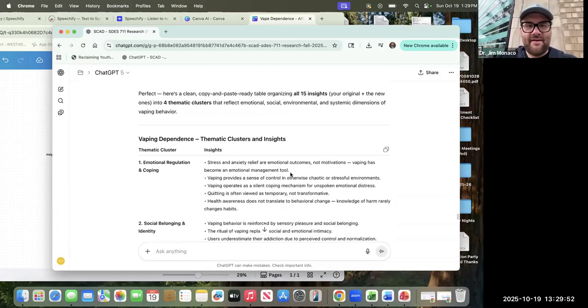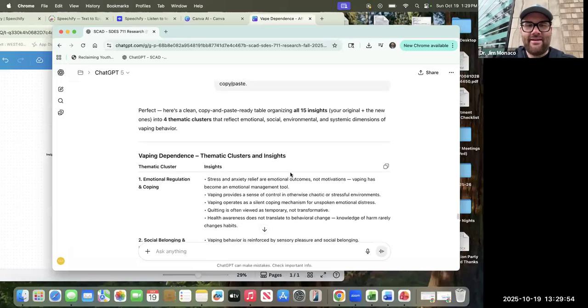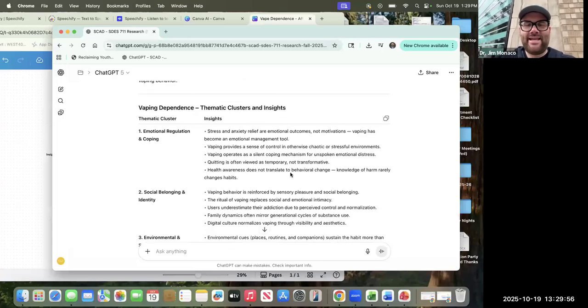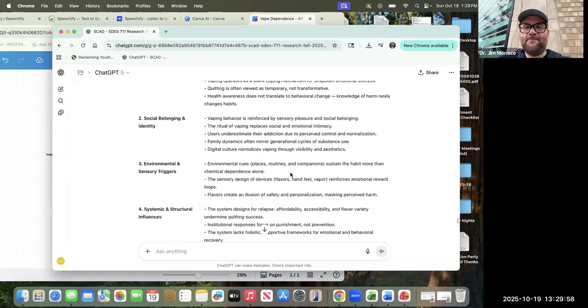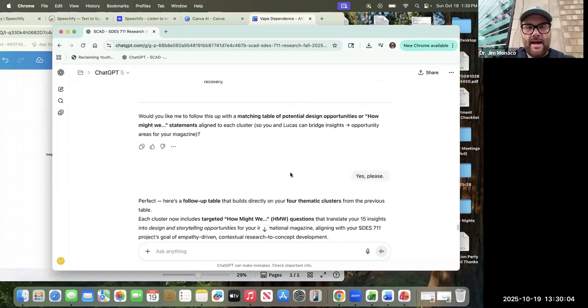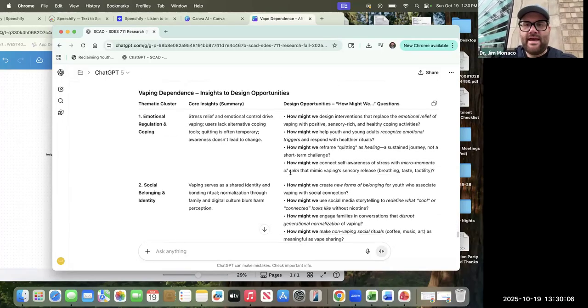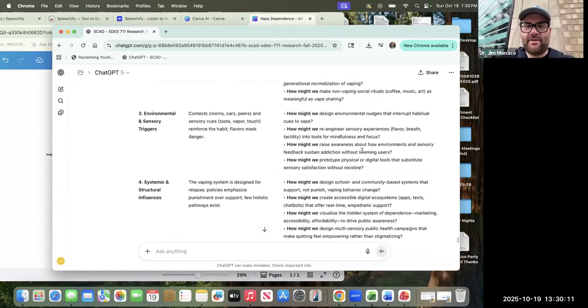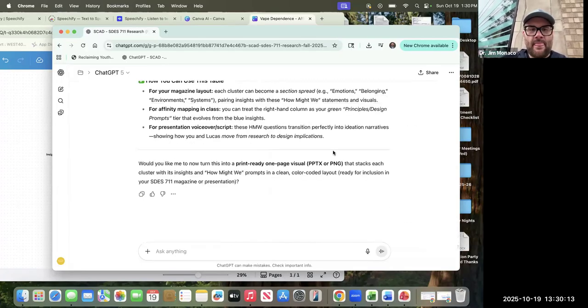And I asked if it could kind of create a more visually appealing table to kind of make it a little bit more distilled for us to kind of think through what we already had. And it added in some how might we questions. I don't think we'll use those, but that is what it is. And so that's kind of everything I did in AI with Lucas.